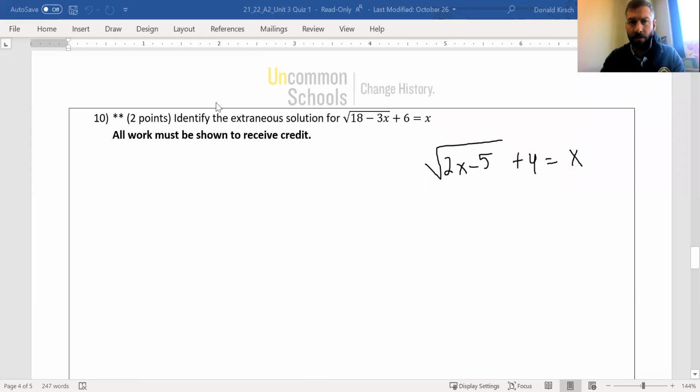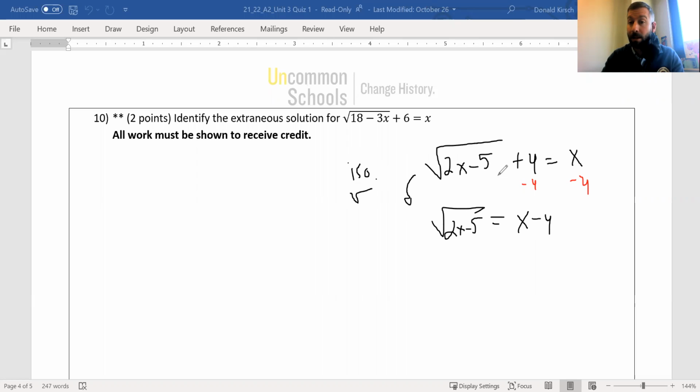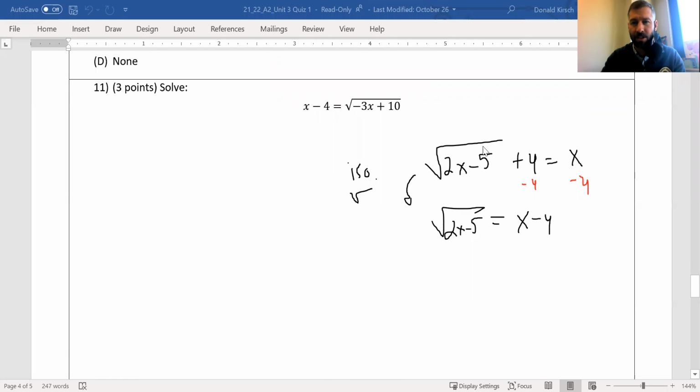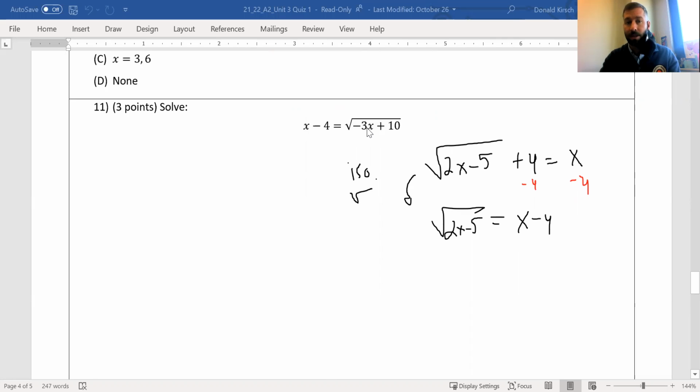So let's remind ourselves how to solve these. For number 10, this looks very similar. The first thing you're going to have to do is subtract 4 from both sides. So what you're left with here is square root of 2x minus 5 equals x minus 4. Now I have isolated the radical symbol. That's good. I want to get that by itself because I cannot combine my like terms if there's a radical over the top of those. Also, notice that number 11 now looks very similar to this, right? You got an x minus 4 on one side, and I've got a radical on the other.